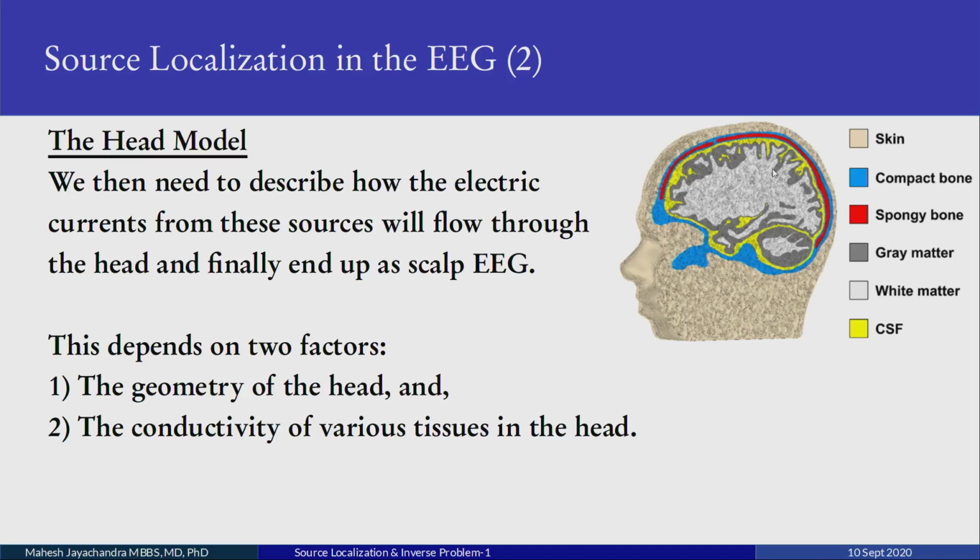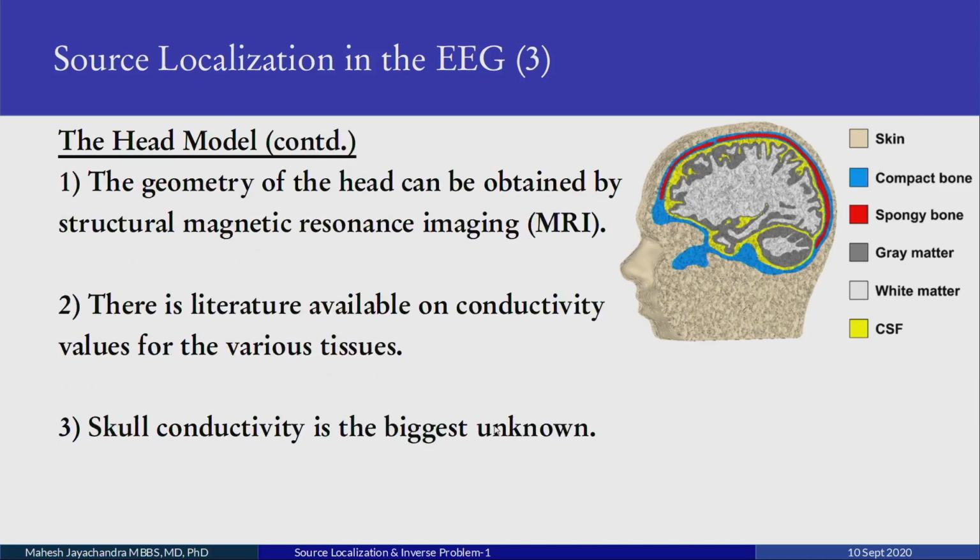So then we come to the head model. We need to describe how the electrical currents from these sources will flow through the head and finally end up as scalp EEG. This depends on two factors. One is the geometry of the head, and the other is the conductivity of various tissues of the head. So skin, compact bone, spongy bone, all of these would be involved in the head model. The geometry of the head can be obtained by MRI, structural magnetic resonance imaging, not fMRI, just plain old anatomical MRI.